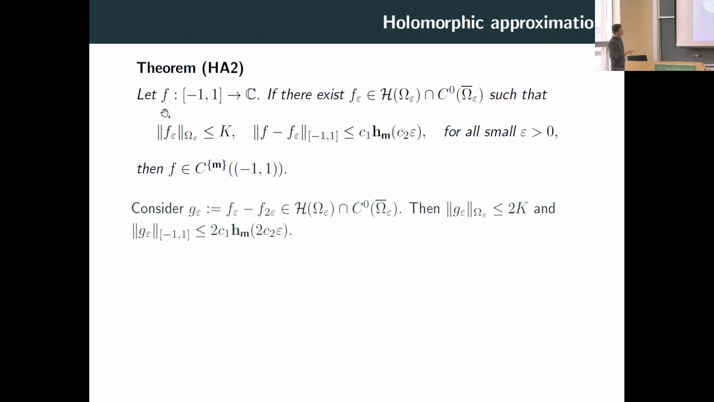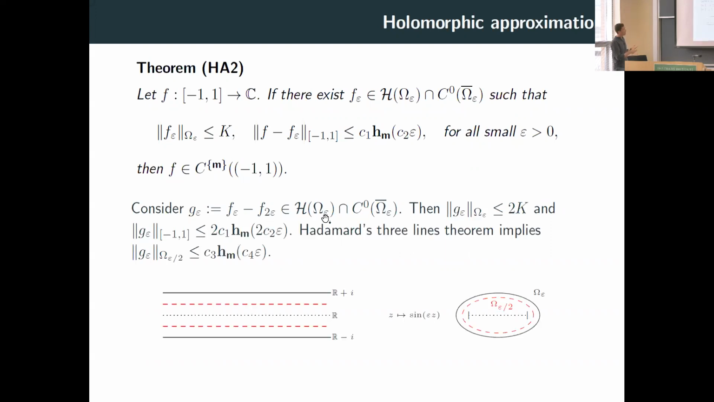By the triangle inequality, g epsilon satisfies this uniform bound on the ellipse, and we have this uniform bound on the unit interval. Okay, so what I want to do next is get a bound of this type, not only on the unit interval, but on a whole ellipse, which has to be smaller than the one I start with. But anyway, an ellipse. And this can be done by Hadamard's three lines theorem.